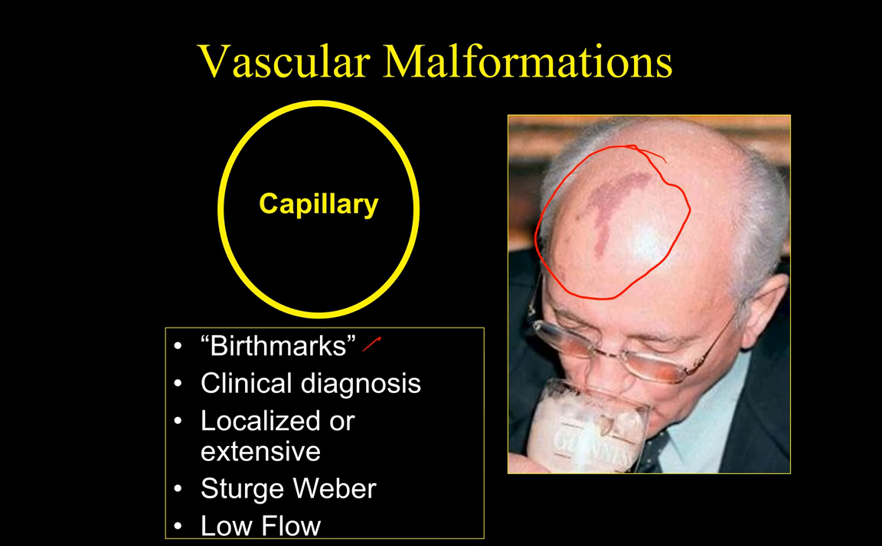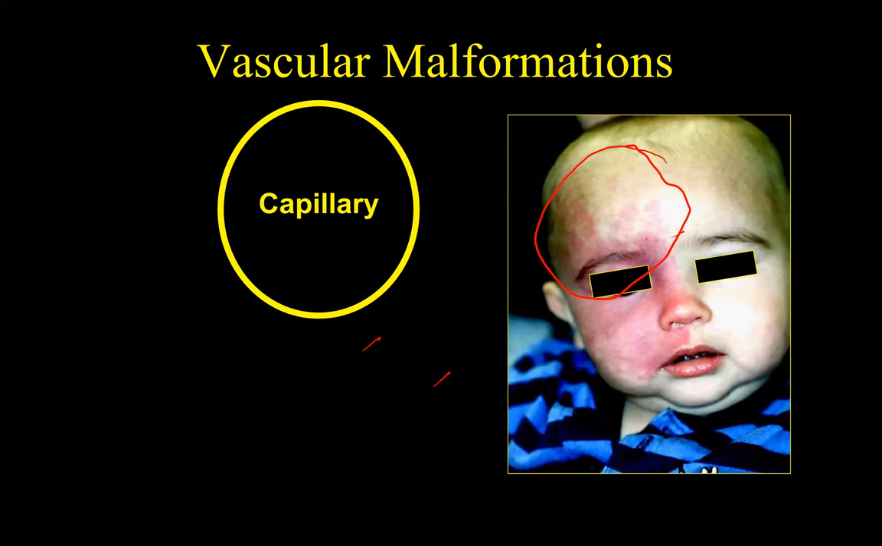They are a clinical diagnosis. They can be localized or extensive. And this was a child that has a capillary malformation involving the distribution of V1 and V2. And the other name for this can be a port wine stain.